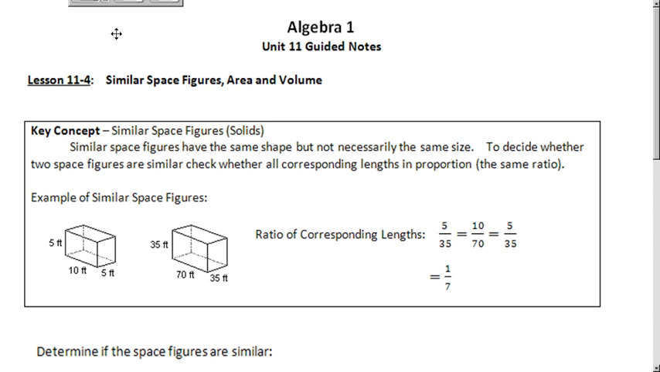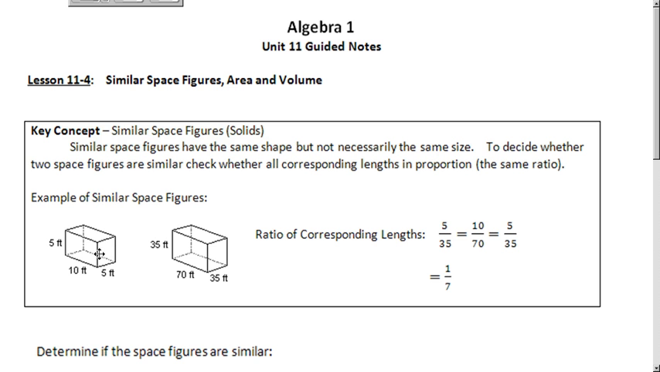Today's going to be lesson 11-4, similar space figures. Similar space figures basically have the same shape but not necessarily the same size. What we need to do is determine if things are similar. In doing so, we need to determine if the corresponding side lengths are in proportion. So therefore they would have the same ratio.